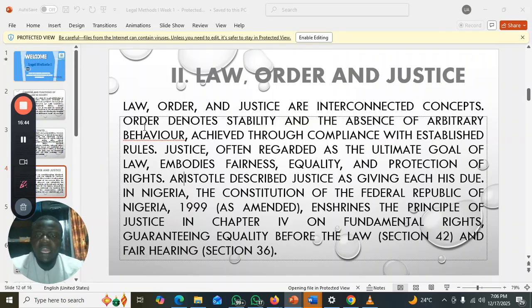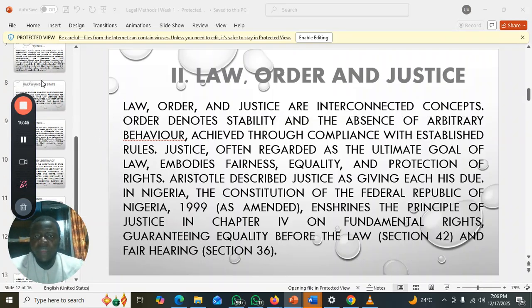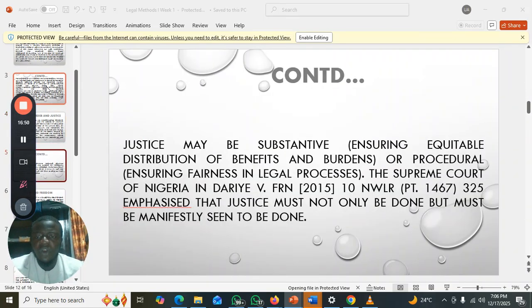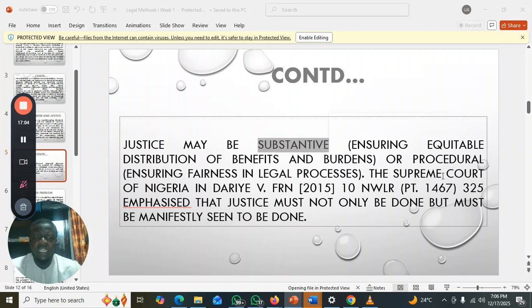So now let's look at what is justice. We have seen what is order, we have seen what is law, and now let's look at what is justice. Justice may be substantive and it may be procedural. How is justice substantive? Firstly, understand the word substantive and understand the word procedural. Do you understand? These two words, they will follow you. What are substantive laws and what are procedural laws?